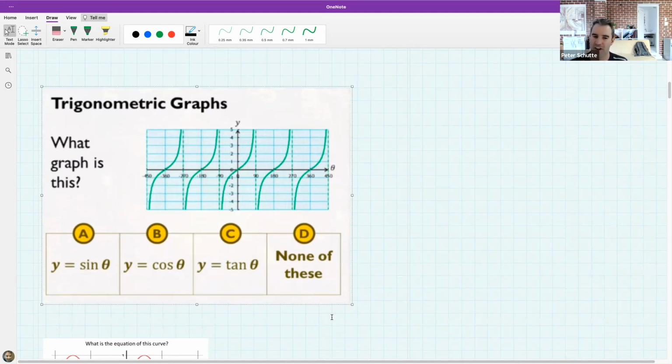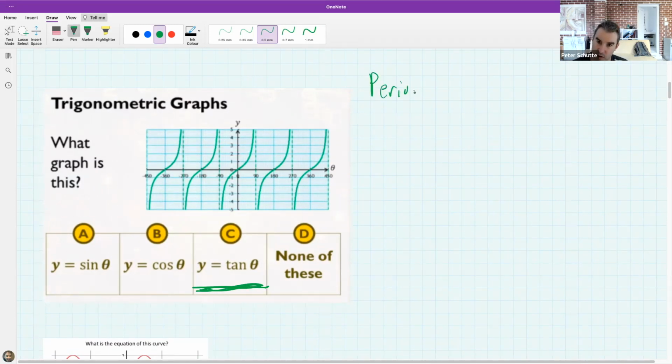Okay, people are smashing this because this one is kind of like the odd one out, in the sense that the other sine and cos have a period of 360. This one has a period of 180. The other graphs have amplitudes. This one doesn't have an amplitude per se, or it's infinity because it goes up forever and down forever. So it's kind of a bit different in that sense.